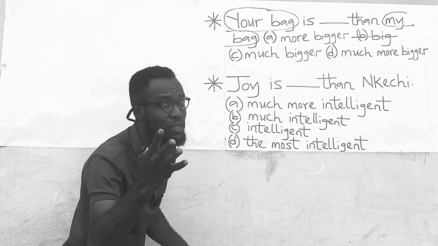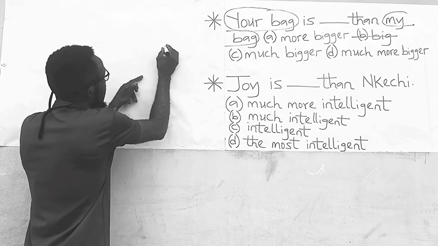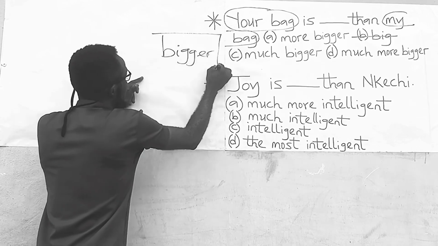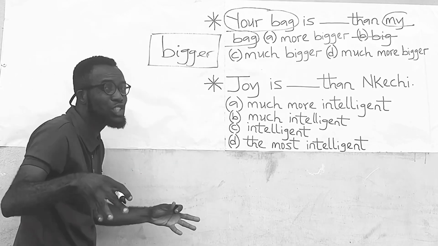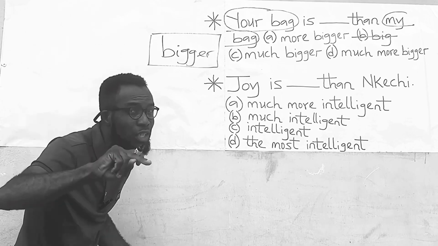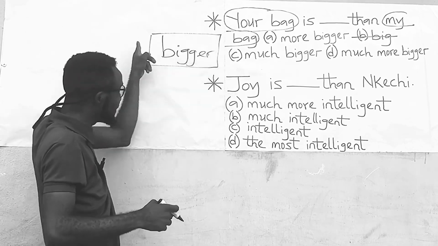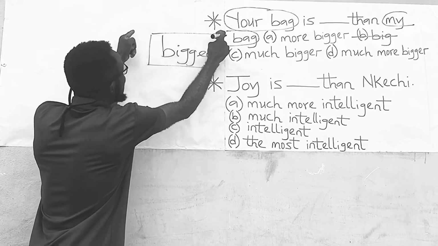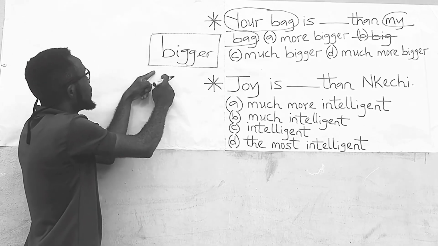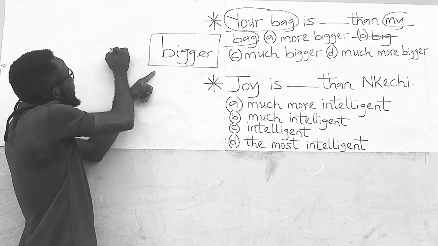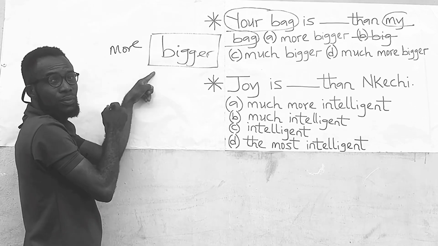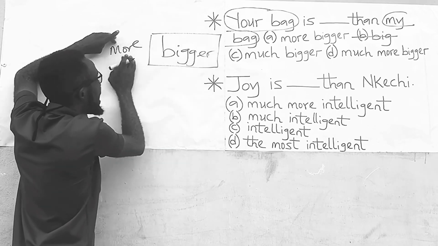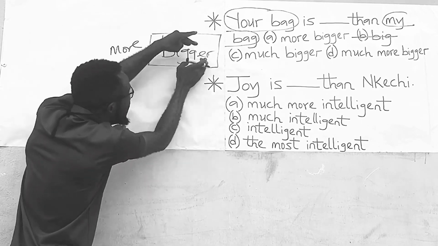The comparative adjective of big is bigger. Let us write it out. This is the comparative form of the adjective big. The comparative form of the adjective big is bigger. So we have written it out. Now, we said that to this written comparative adjective, we cannot add more. That is, we cannot precede this written comparative adjective by more. So there is nothing as more bigger.